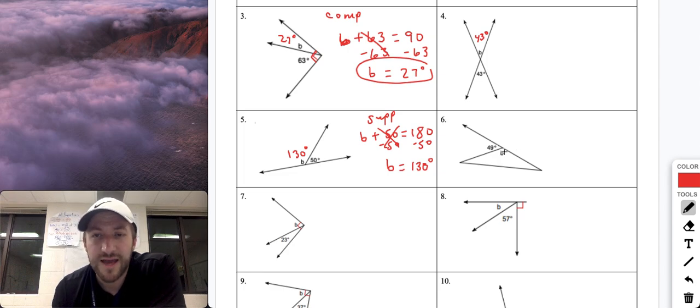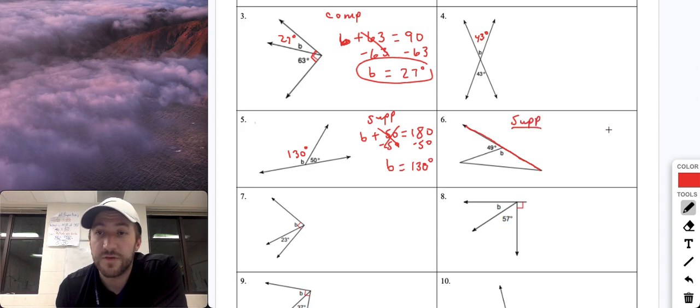Now this one has like a triangle over here, but don't let that throw you off because we're still dealing with this straight line right here. Remember, every straight line is 180 degrees. So these are supplementary angles that we're talking about. So these need to equal 180. So 49 plus the variable b equals 180 degrees.